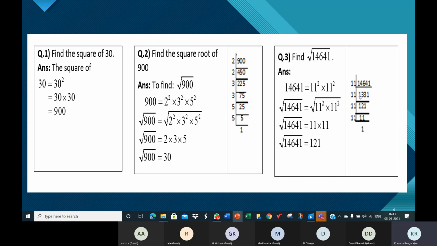So 11, 1331 times. Again 11, 121 times. So again, how do you know 11? Once you get 11 here, you should get another 11. So try 11 again. So 11, 121 times, 11 11s are 121. And now the steps. 14,641 is equal to 11 squared into 11 squared. Why? Because you can see 2 11s and again 2 11s. So 2 11s meaning 11 squared. Again 2 11s, 11 squared.